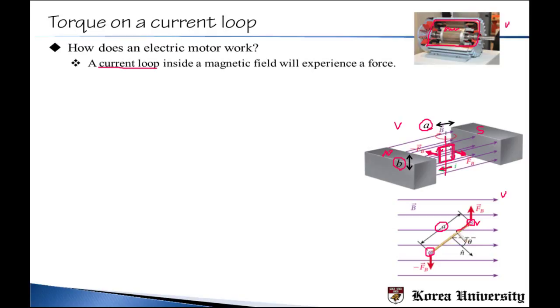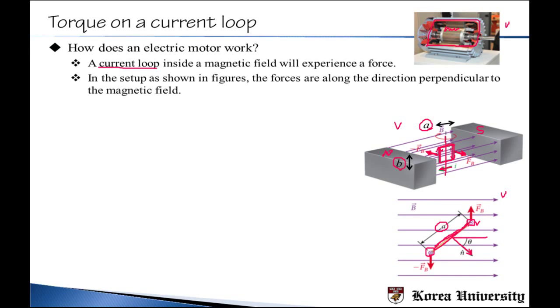At this moment, the normal vector of this loop, which is perpendicular to the plane of the loop, is at an angle theta with respect to the direction of the magnetic field. And again, make sure that the magnetic force must be perpendicular to the direction of the current and also to the direction of the magnetic field, right? Okay, and then let's try to calculate the torque.